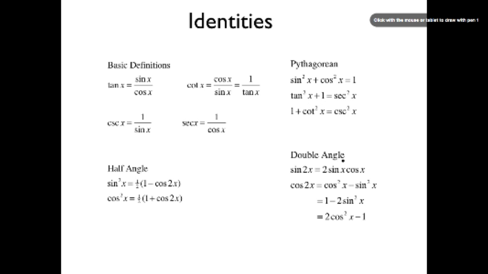And then the double angle identities. So sine 2x is 2 sine x cosine x. And then for cosine 2x, there's actually 3 different variations on cosine 2x. So I will post this list on Blackboard. And as we're working problems today, we'll have it right there.